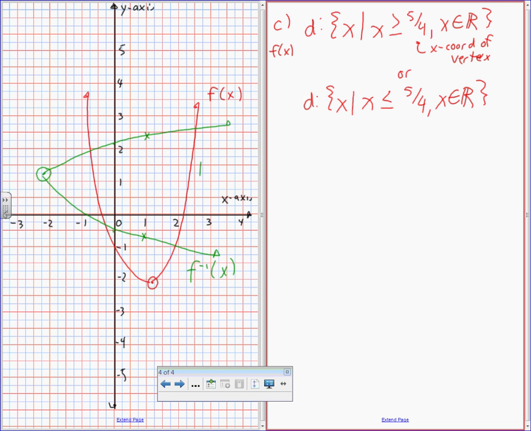Anyways, if you don't know which one, the way to think about it is, if you're using x is less than, it'll change to y is less than. Okay, Julia, what's my range going to be here, please, for the red?